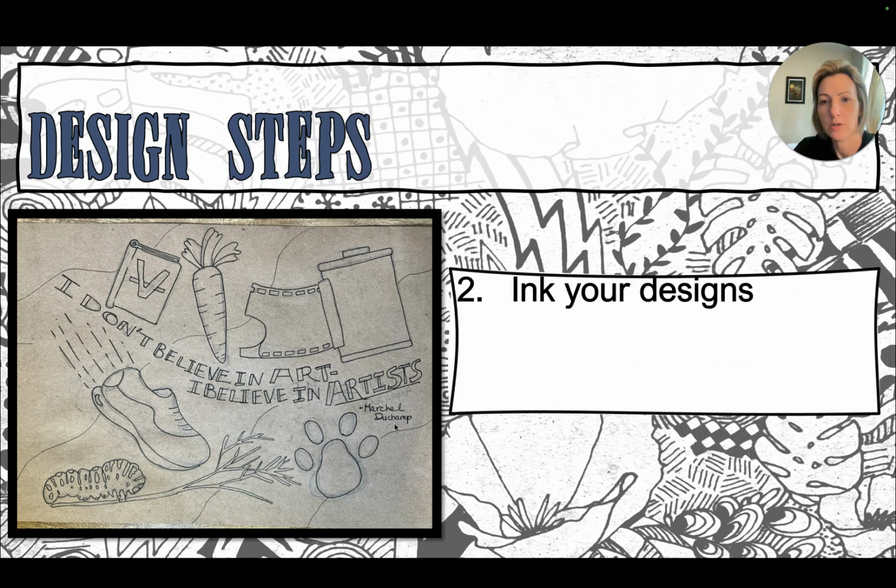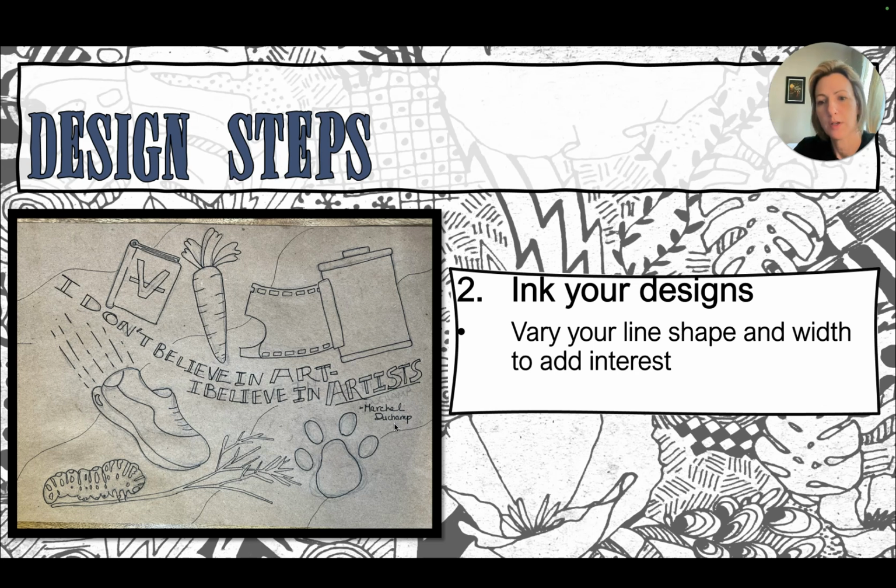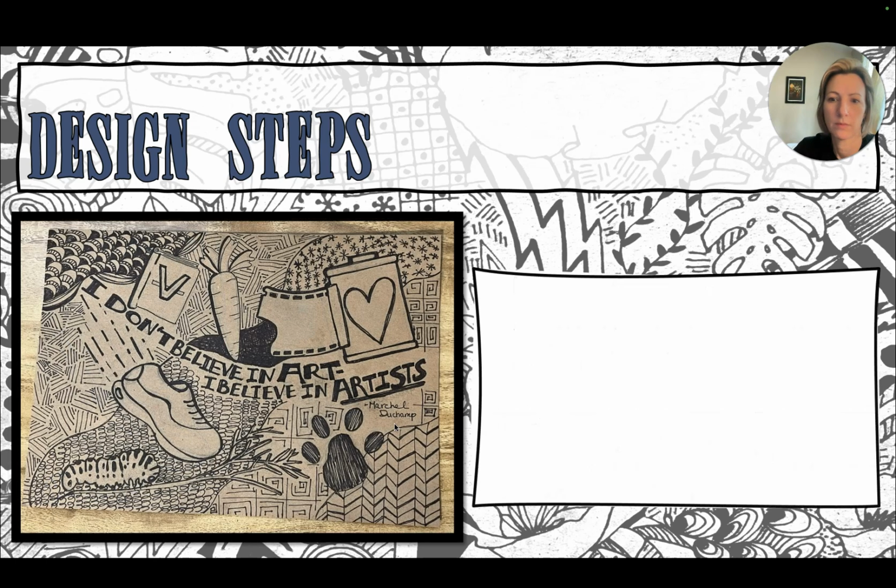Then you're going to ink your design. This is just using a really thin pen. But then I'm going to go back in with a wider Sharpie and add a little bit of width to make it a little bit more interesting than just one singular type of line width. You can see here that I varied the line width, and on that carrot I just widened the line a little bit to also make it look kind of 3D.